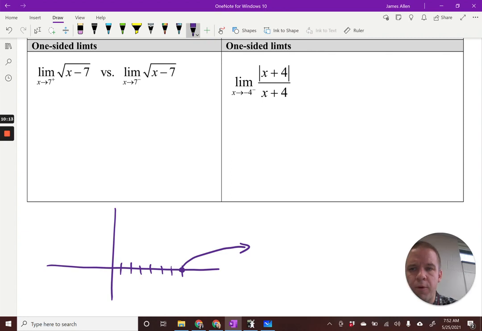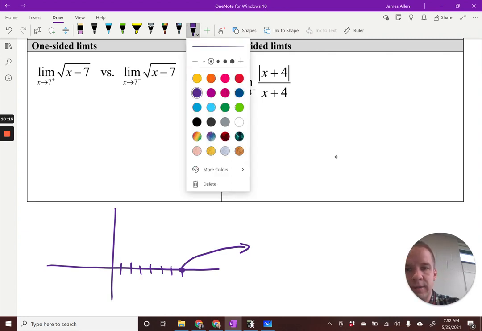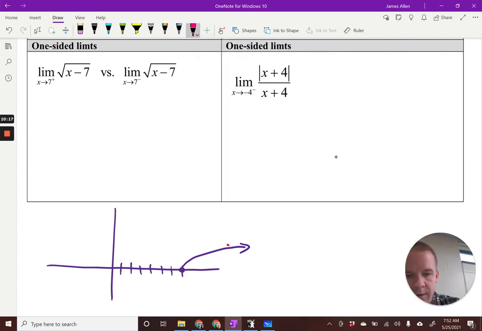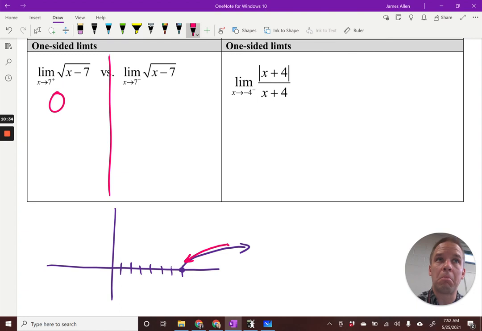Okay, so if I'm approaching 7 from the right, I'm talking about coming from this side of the graph. I'm approaching what f of x value? I'm approaching 0. So this one would be 0. But as I approach it from the left, is there even a graph on the left? No. So that does not exist.